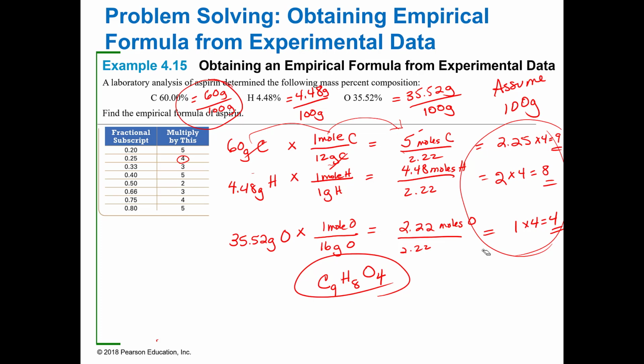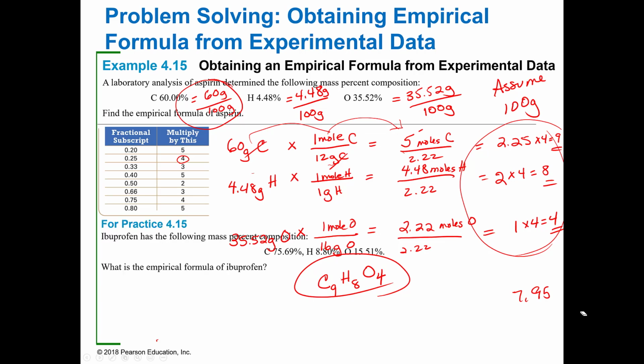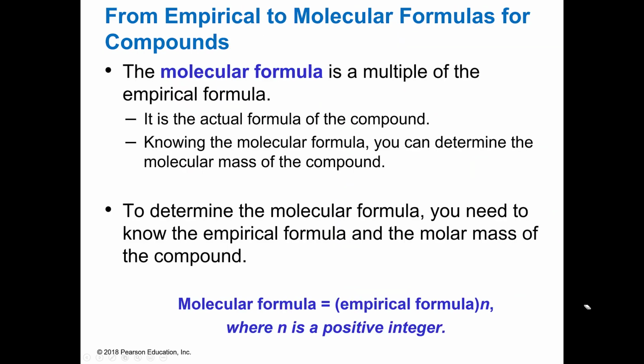And like if it was like 7.925 or something, you can assume that is 8, okay? If it's less of a difference than like 0.2, then you can round it, okay? All right. And so then we're going to do ibuprofen and show that that is the exact same thing with that. Okay, so those are the empirical formulas.